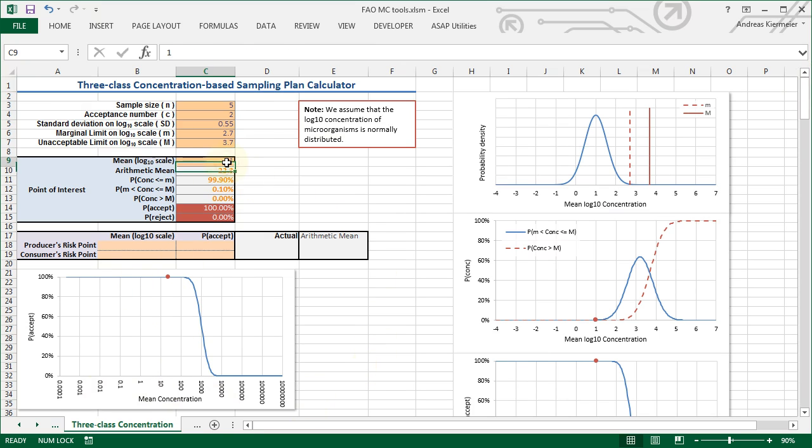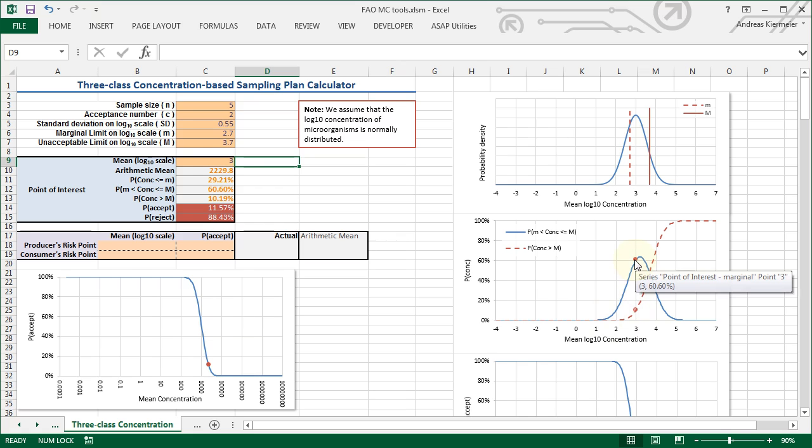So if we increase the mean log 10 scale to, say, a value of 3, we see the normal curve shifting with a mean of 3, and our points now fall on these lines, indicating the proportion of marginal and unacceptable units in a food lot when the mean log 10 concentration is in fact 3, and therefore the arithmetic mean, assuming that standard deviation, is about 2,230.